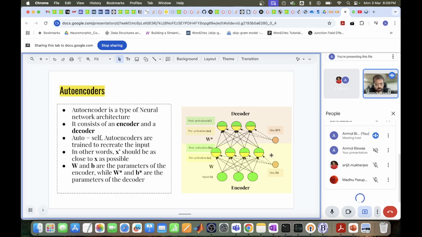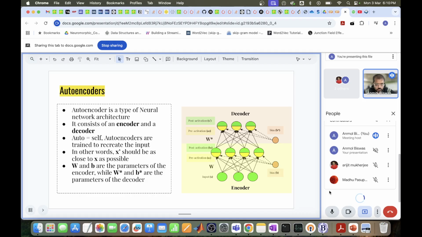And it is characterized like this. The smallest possible autoencoder is characterized by two sets of parameters. One is W, the encoder parameters, and the other is W star, the decoder parameters, right? They have the same number of parameters, and the shapes are transposes of each other, obviously, right?